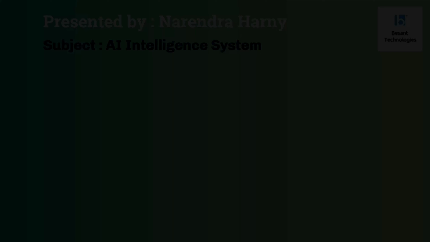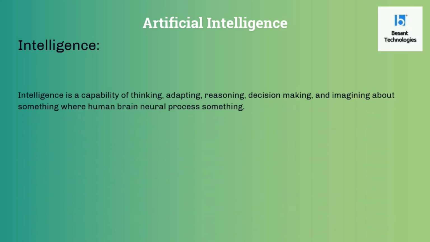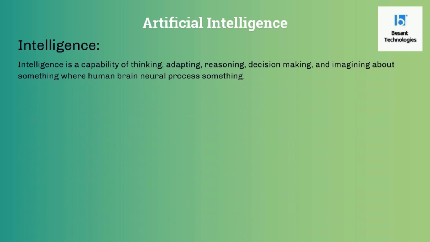So, in artificial intelligence, first of all, we should understand what intelligence means. Intelligence is nothing but a capability of thinking, adapting, reasoning, decision making, and imagining about something, where the human brain's neural process works. So actually, how does the human brain neural process work?